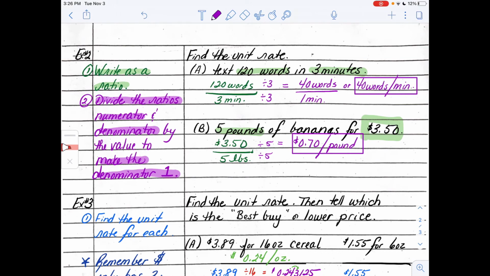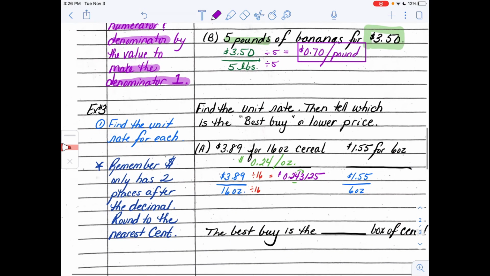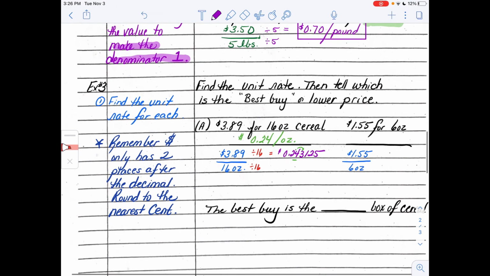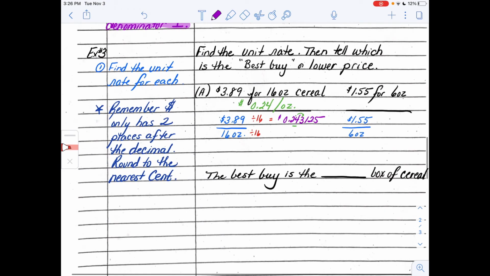Now, the last thing I want you to do is to be able to find the best buy, because in life, this is really what's going to matter when you're doing your math. And that is, I don't like to work hard to just throw away my money. I want to get the best deal I can, and that's what we're looking at here. So I'm giving you 2 different items. In A here, I'm giving you $3.89 for 16 ounces of cereal, $1.55 for 6 ounces of cereal.